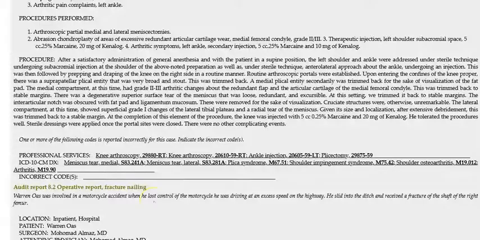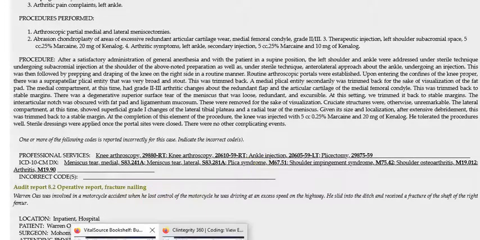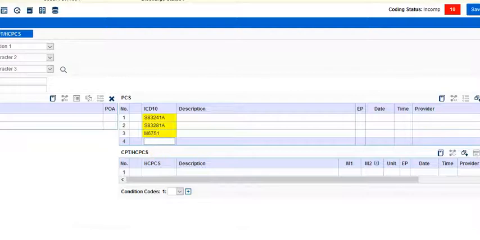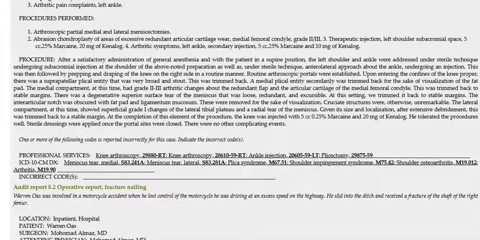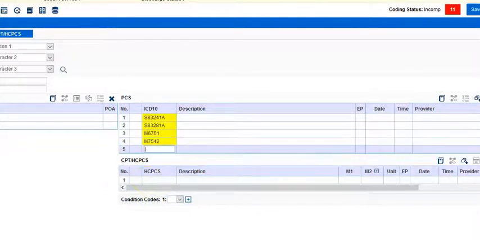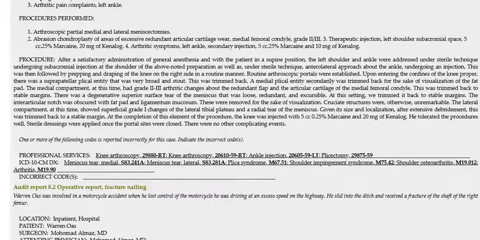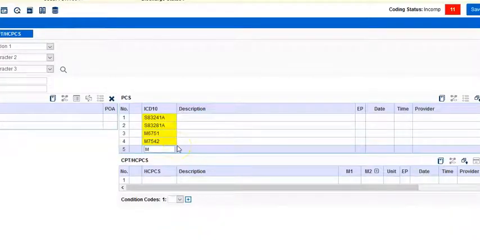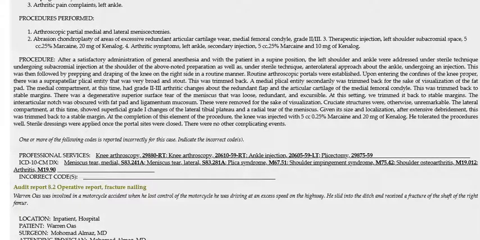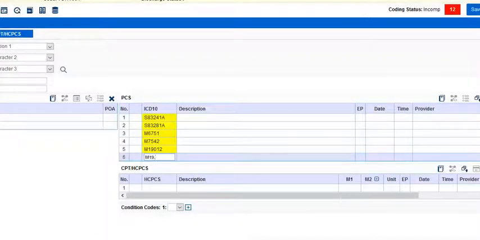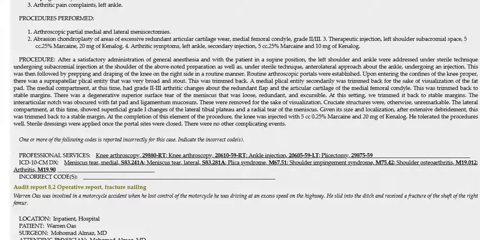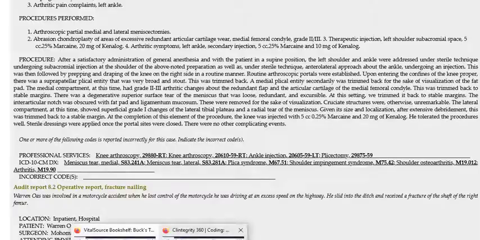And our third diagnosis is the M67.51. Our fourth diagnosis was M75.42. Then we have M19.012. And M19.90. And then we're only going to have those two CPT procedures, 29880 with a modifier right.